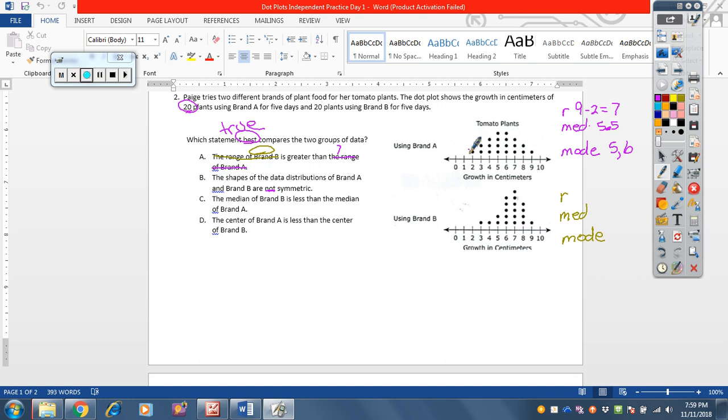B says the shapes of the data distribution on A and B are not symmetric. Well, if I look at A, it looks like a pretty good hill. There's no tails. B might not be as symmetric, but I can't say that A and B are not symmetric. So I disagree with B.